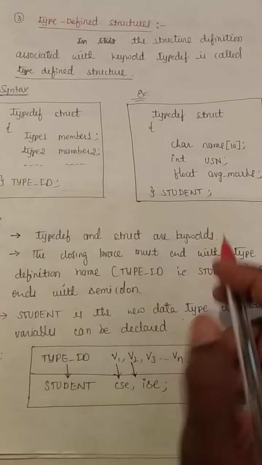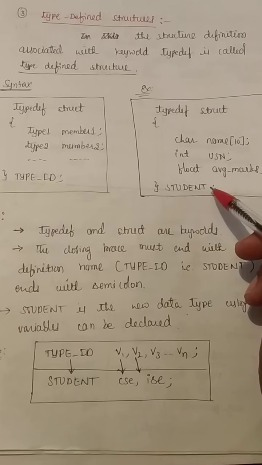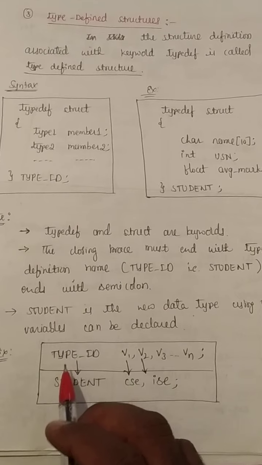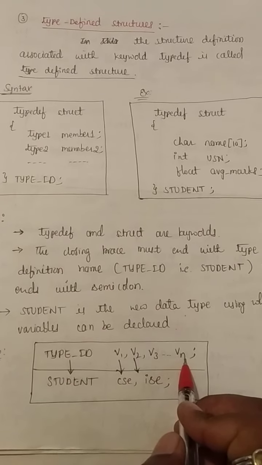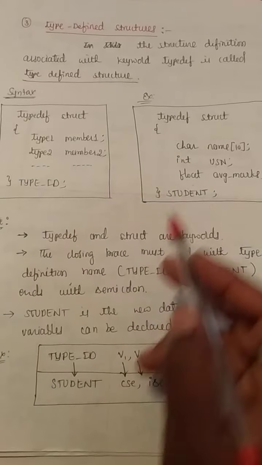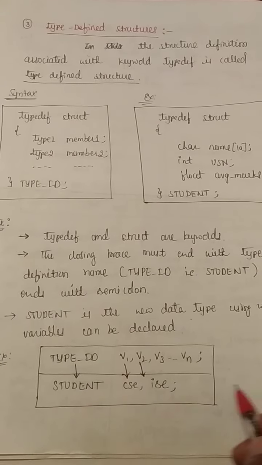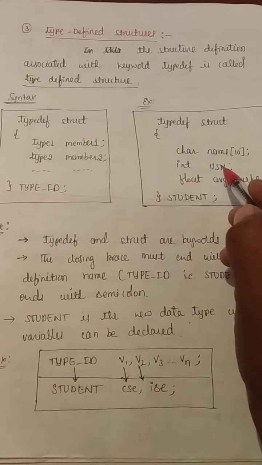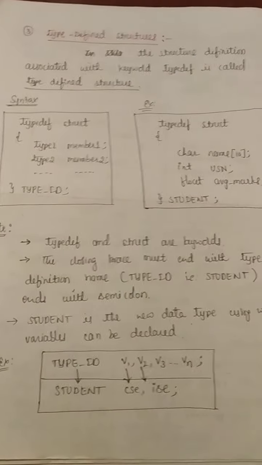Now how can I access name, USN, average marks? So I have to declare one structure variable. How to declare a structure variable using this student? Like this. See, type ID, variable 1, variable 2, variable 3, up to n structure variables. Type ID is which one? Student. Type ID, CSE, ISE, like that you can declare n. So using this CSE I can fetch name, USN, marks, and using this ISE I can fetch name, USN and marks.